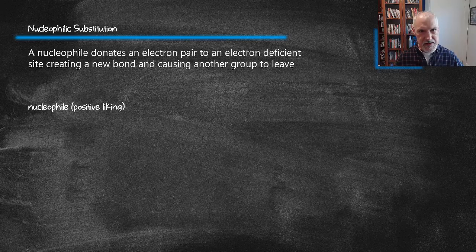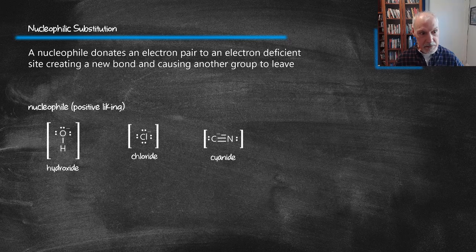When I think of nucleus, I think of something positive. So a nucleophile is a positive-liking substance. Something that would like a positive would be a negative ion, an anion. So hydroxide, chloride, cyanide, they're all examples of nucleophiles. The other thing is nucleophiles also have electron pairs, and you can find those present not only in ions, but also in molecules, in things like water, ammonia, alcohol. All of them have an electron pair.